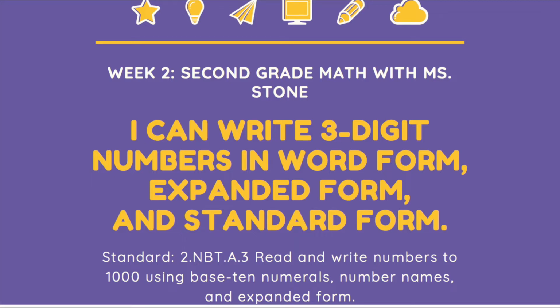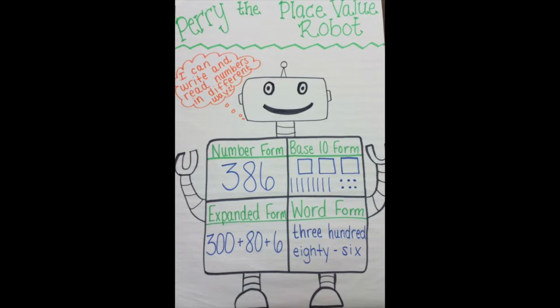One of the tools that we're going to use this week is our Perry the place value robot. We used this back when we were in school, and it shows different forms that you can write numbers in. On Perry, we see that there are 4 forms: number form, base 10 form, expanded form, and word form. Even though we are not focusing on base 10 form this week, it is always good practice to remember base 10 and remember how it can help us. So again, this week we're focusing on number form, which also goes by standard form, expanded form, which we went over last week, and word form.